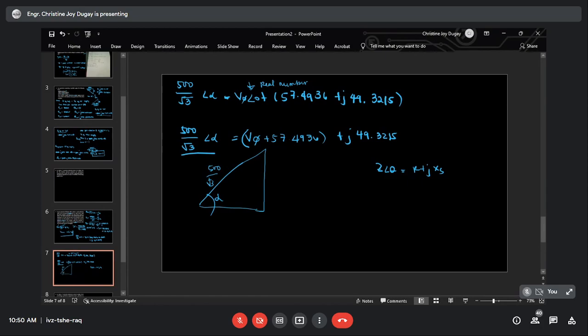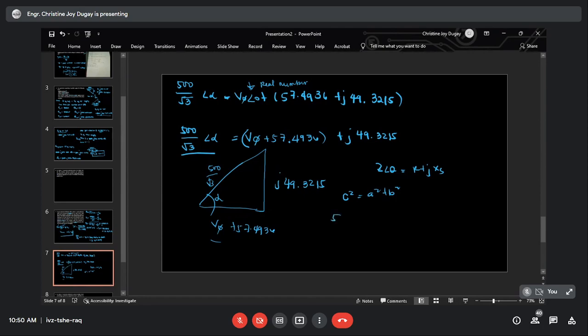And then this is our V-phase, plus 57.4936, and this is j 49.3215. In this triangle, do you have a way to get V-phase? Yes, we may use the Pythagorean theorem. According to the Pythagorean theorem, C squared is equal to A squared plus B squared.